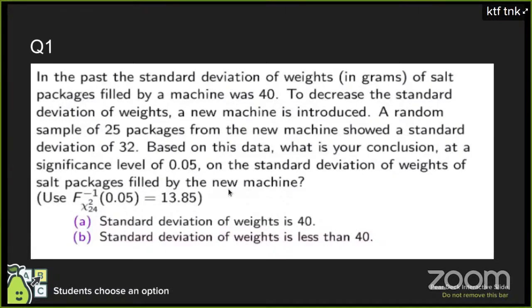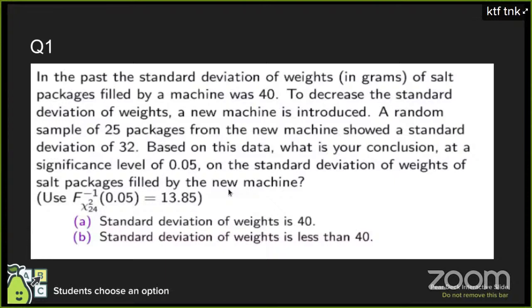We know for a one sample test, only three tests are there: Z test, T test, and chi-square test. Z test and T test are for testing for means, and chi-square test is for testing for variance. So now we are going to use which test? Chi-square test.